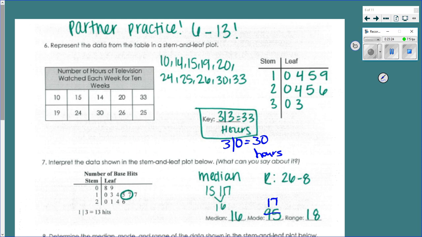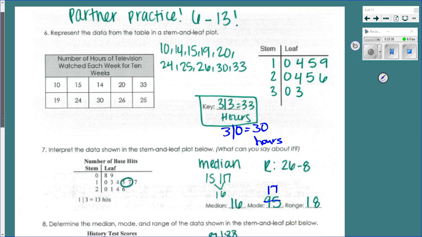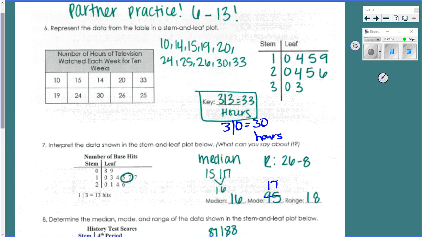Okay, let's look at the answers. Hey boys. Ryan. Thank you. So our first one didn't have to be median mode. All I had to do is put it in order. So behind the 1, you should add 0, 4, 5, 9. Behind the 2, 0, 4, 5, 6. Behind the 3 is 0, 3.